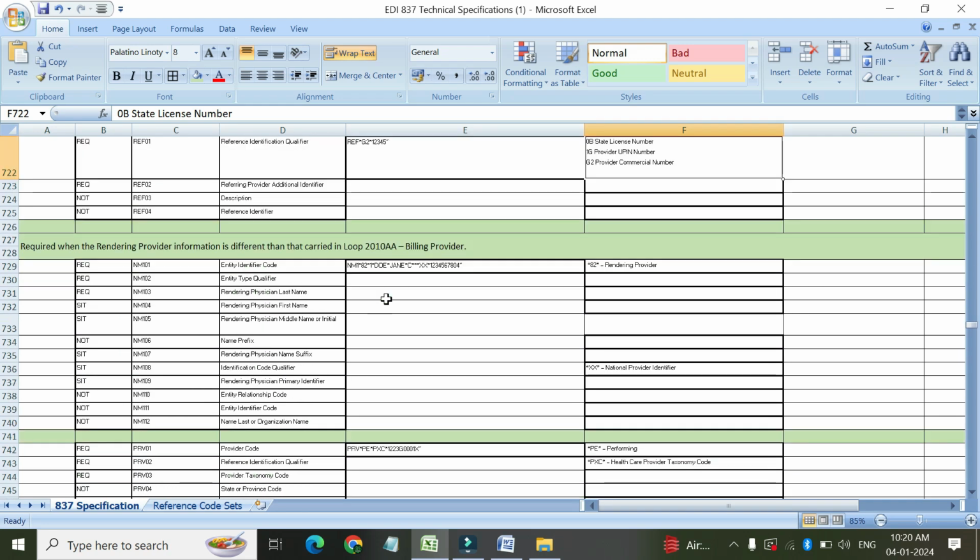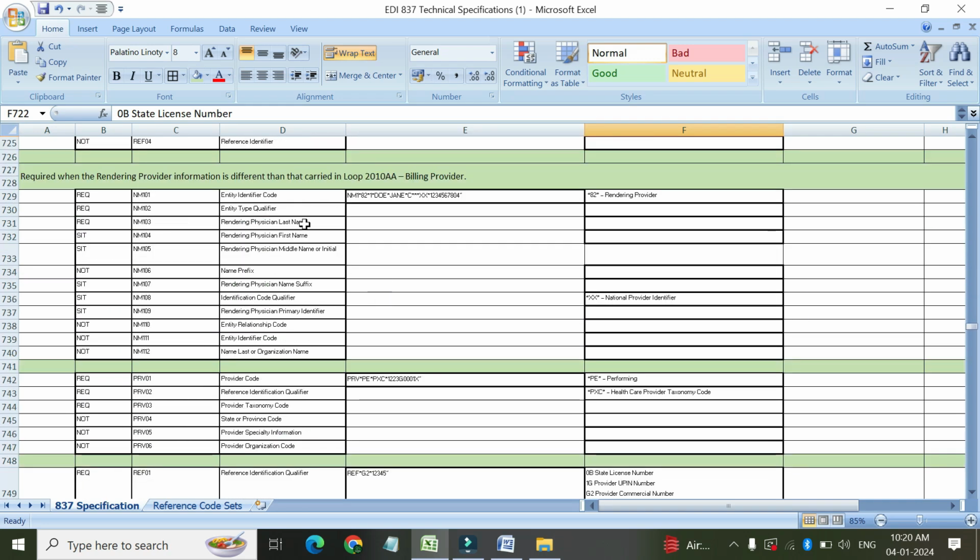Moving on to rendering provider. So guys, the rendering provider is the one who actually treats you. It can be a nurse practitioner, it can be a doctor.